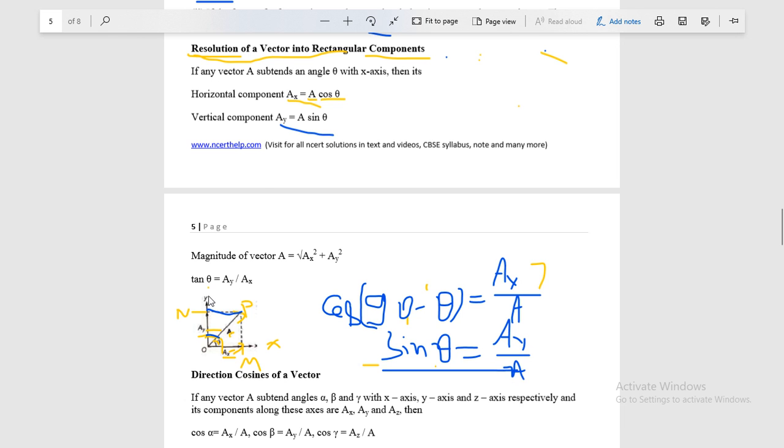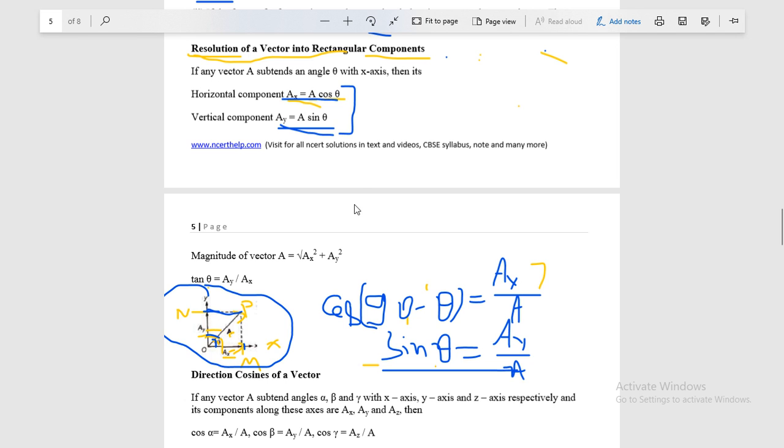So from this diagram you can find out the magnitude of the two vectors. It means the component vector of A along x-axis and along y-axis. So these give the values of the components of vector A, this one is along x-axis, this one is along y-axis. But the most important point is, in this case the angle is taken from the x-axis. Okay, so this point is very important.